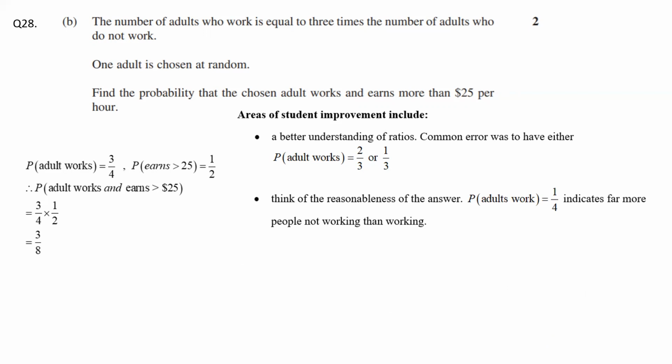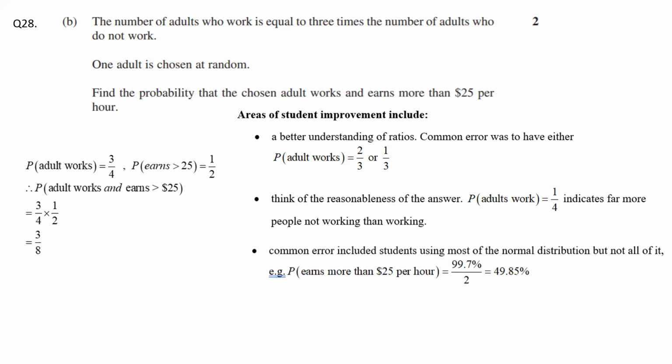And once again, think of reasonableness of the answer. So if students get the idea of the ratio, but then write something like the probability the adult works is 1/4, that indicates there's a lot more people that are out of work than are actually in work. So think of the reasonableness of the answer.